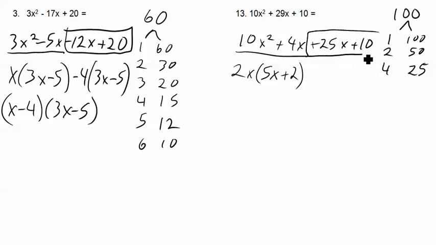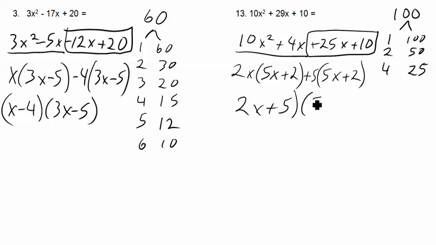So I look at these two. What do I need to do to this to get it to be 5x? I need to divide it by 5. So 25 divided by 5 is 5x. 10 divided by 5 is 2. And one more step. 2x plus 5 and 5x plus 2.